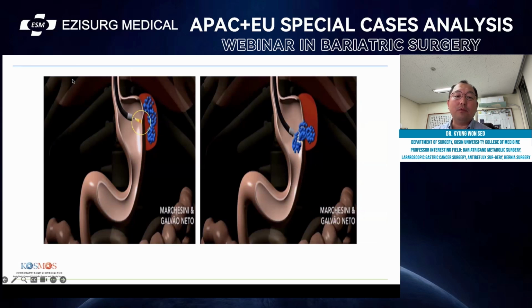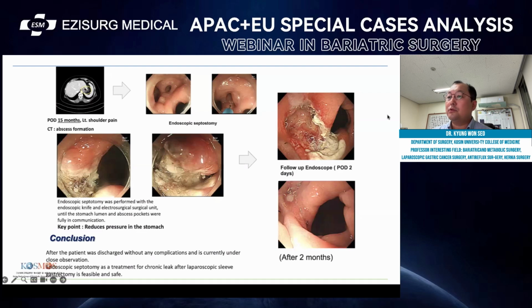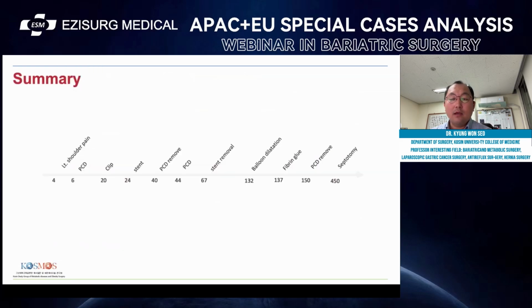endoscopic septotomy. Before the endoscopic septotomy, we can see the abscess and the gastric lumen, but after it, we have the same space between the two spaces. The procedure was performed successfully, and no further chronic leakage was observed during subsequent follow-up endoscopy. The problem was solved. In summary, the percutaneous drainage was inserted and removed twice, and a stent was left in place for 6 weeks and then removed.